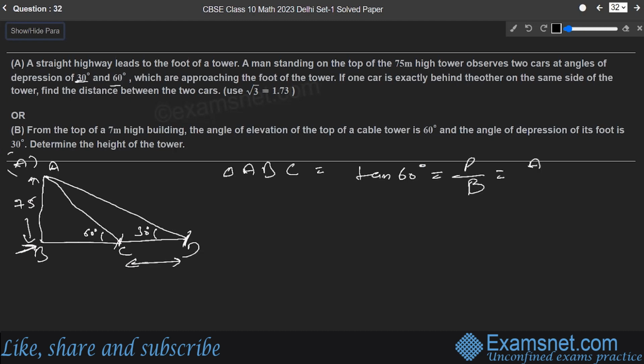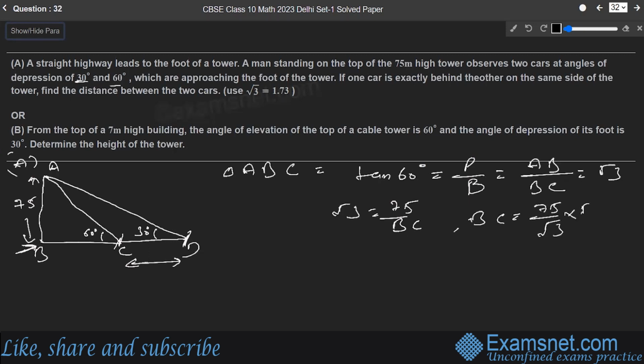The perpendicular for ABC is AB and the base is BC. The tan 60 value is nothing but root 3. So we can put the value of AB as 75. So root 3 is equal to 75 by BC. This is what we get, and this gives us BC is equal to 75 by root 3. If we multiply and divide by the same root 3 to both the numbers, what do we get?